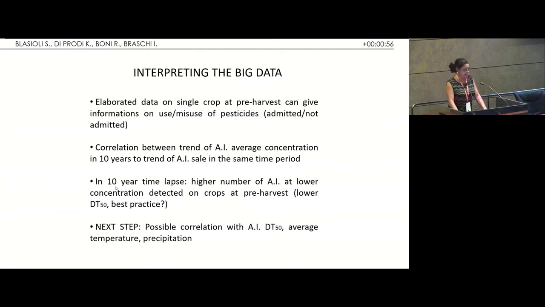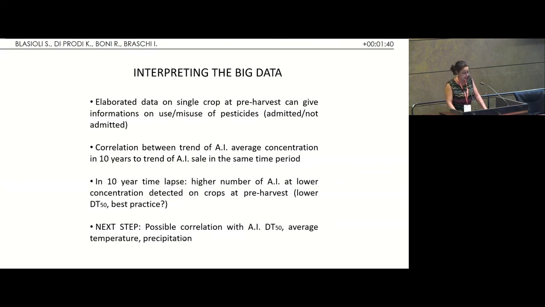And as I just said, in a 10-year time lapse, a higher number of active ingredients at lower concentration were detected on crops at pre-harvest. This is due, of course, or likely, to the lower half-life of these molecules, but likely even because of best practices followed by the farmers. So for sure the next step is to evaluate the possible correlation of the half-life of active ingredients with our data, but also the meteorological data, so the average temperature and, of course, precipitation.